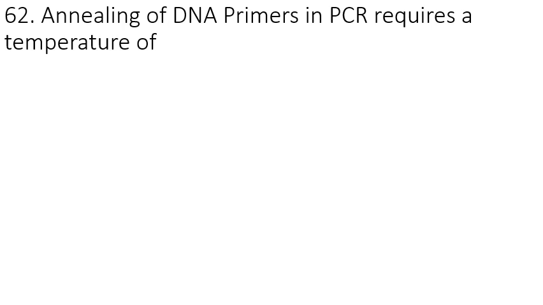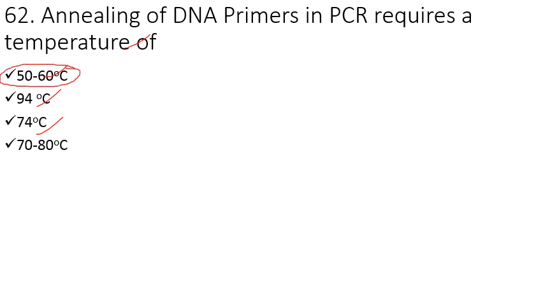Next question is from PCR. The annealing of DNA primers in PCR requires a temperature of, our options are 50 to 60 degrees Celsius, 94 degrees Celsius, 74 degrees Celsius, or 70 to 80 degrees Celsius. So its right answer is 50 to 60 degrees Celsius.